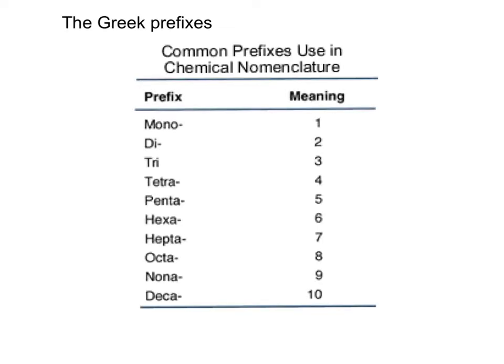So the first thing is the 10 prefixes. You have seen them in the past. We had them on a couple of our pages from before, especially when we did the hydrates. But now we're going to expect you to actually memorize 1 through 10. And it starts off with mono, and then of course di, tri, tetra, penta, hexa, hepta, octa, nona, and deca.